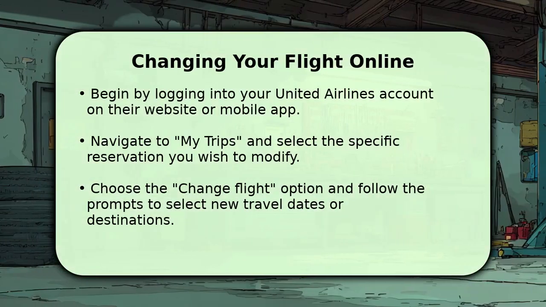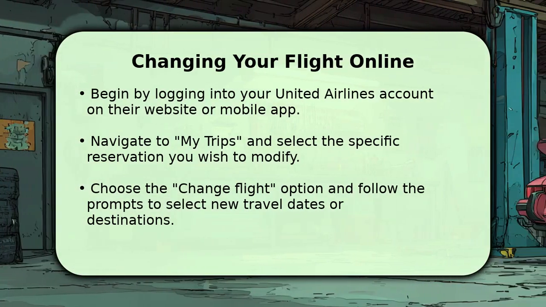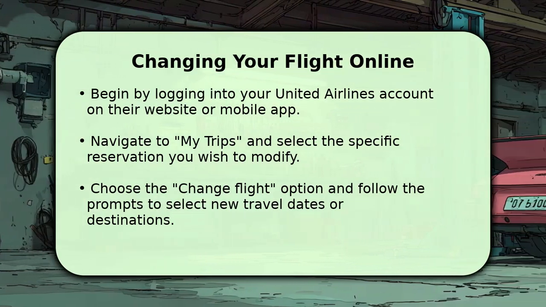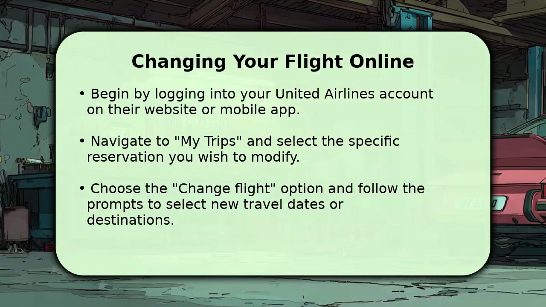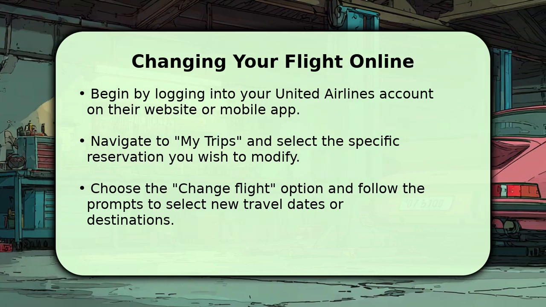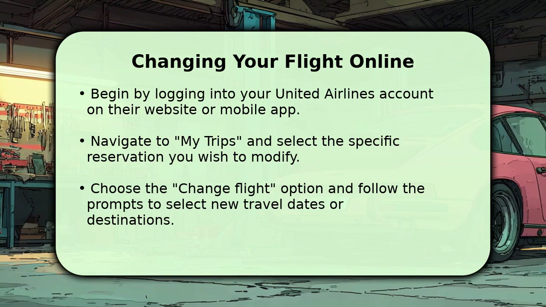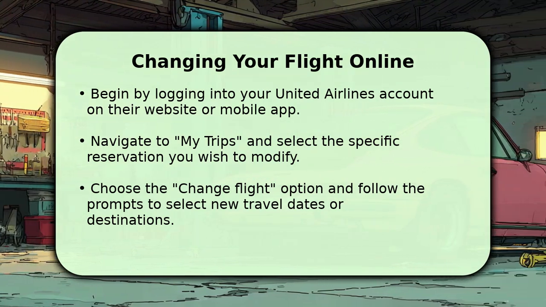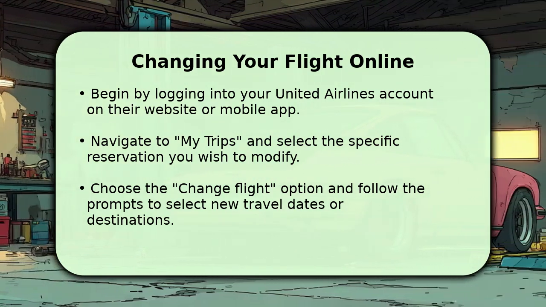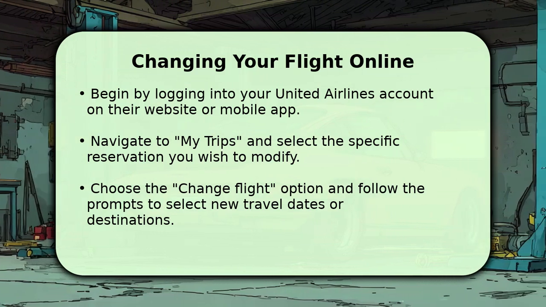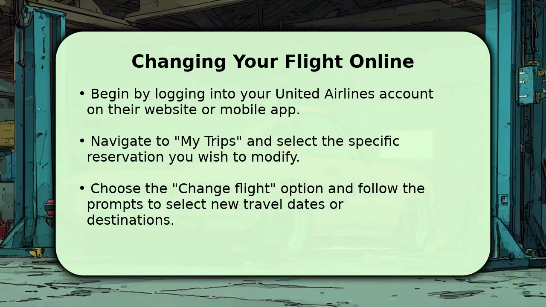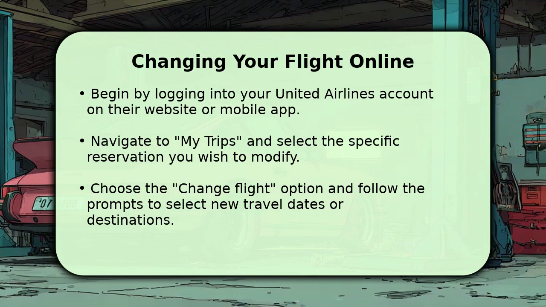To change your flight, first log into your United Airlines account using their website or the mobile app. Once logged in, locate the My Trips section and select the specific reservation you need to modify. You will then see an option labeled Change Flight, which you should click. From there, the system will guide you through selecting your desired new travel dates or even a different destination, ensuring a smooth process.